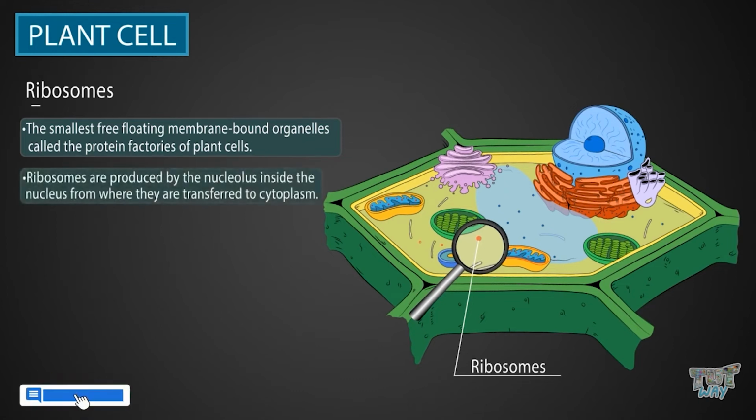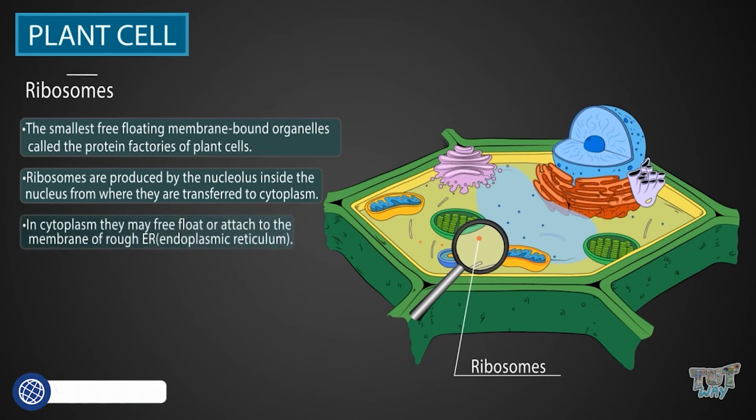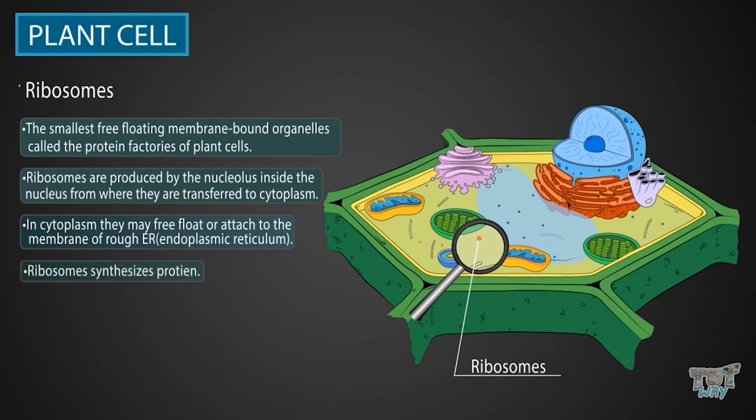Ribosomes are produced by the nucleolus inside the nucleus, from where they are transported to the cytoplasm. In the cytoplasm, they may be floating freely or attached to the membrane of the rough ER, as in the rough endoplasmic reticulum. And it is here in the membrane of the rough ER where ribosomes synthesize protein. We will learn about the synthesis of protein by ribosomes in our higher grades.